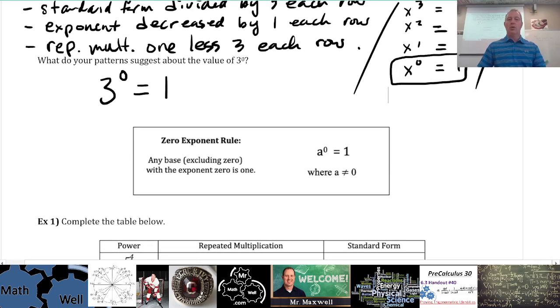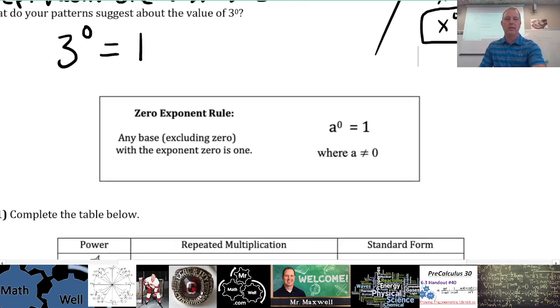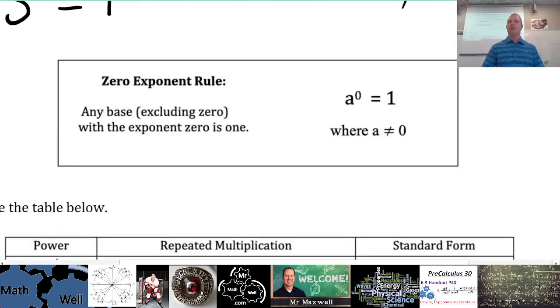Okay? So let's take a look at this rule here. I think you have in your notes a place to fill in some blanks here. The 0 exponent rule. Any base excluding 0. So 0 doesn't count. And when you get to calculus, we'll talk a lot about 0 to the power of 0. But we won't do that now. Any base excluding 0 with an exponent of 0 is 1. So I used x above. They use a here. Anything to the power of 0 equals 1.